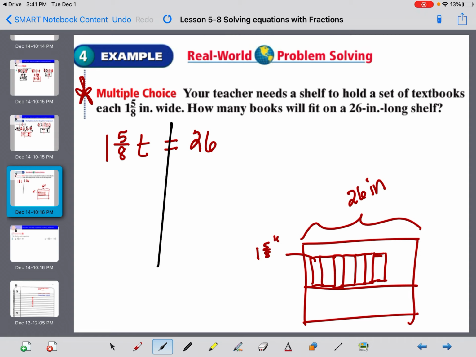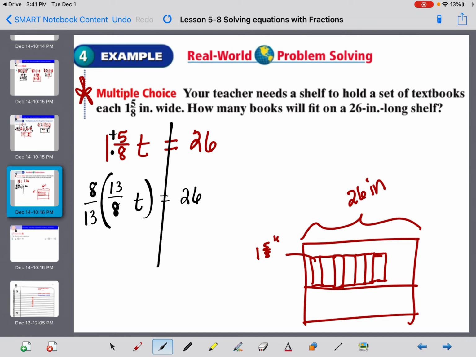The first thing I need to do is convert this to improper. 8 times 1 is 8. 8 plus 5 is 13/8. Then t is being multiplied by 13/8. I need to divide, which is the same as multiplying by the reciprocal.